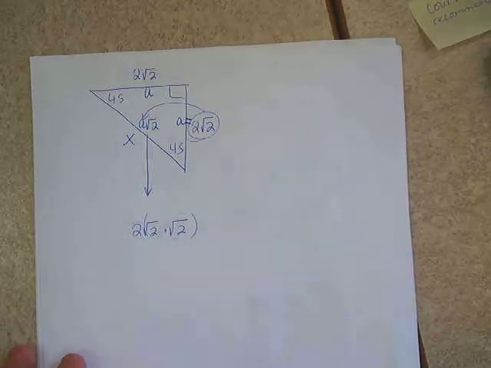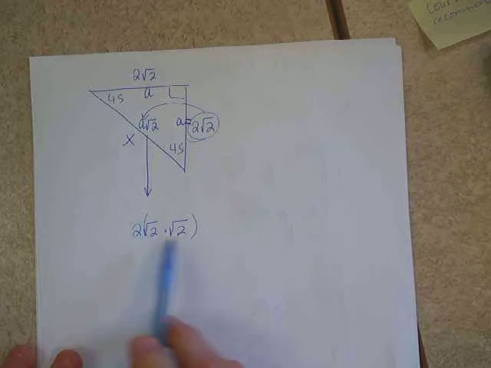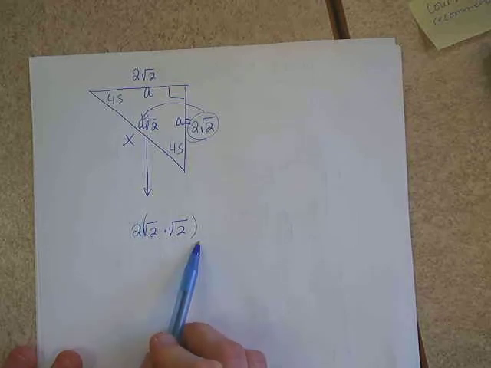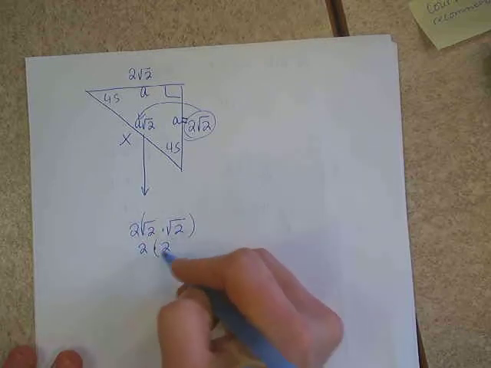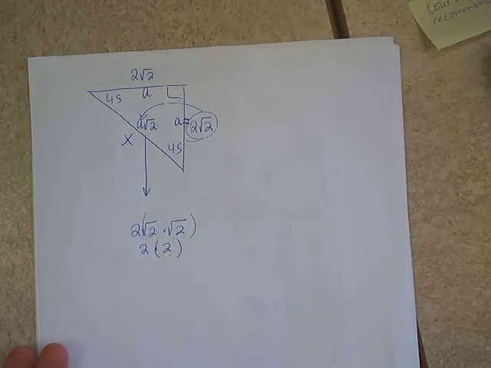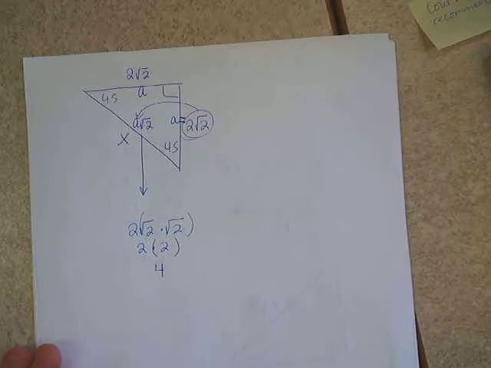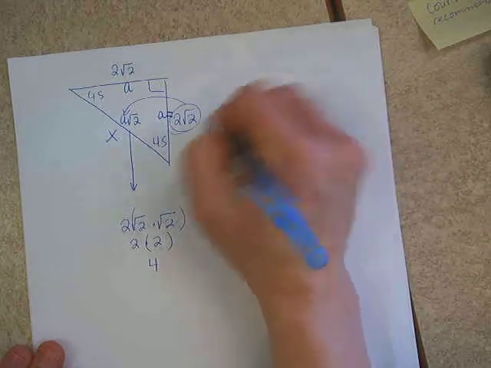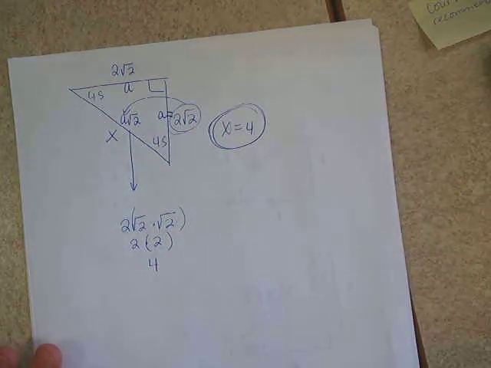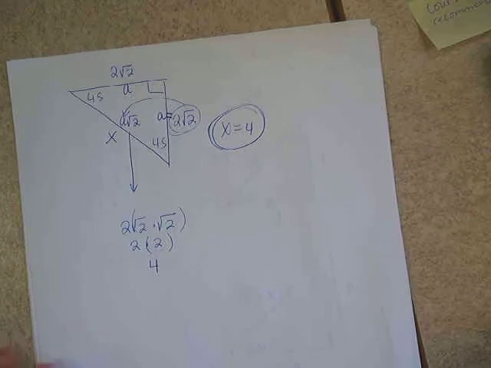And if you remember back to algebra, you want to keep things in simplest form as long as you can. So you're going to multiply the 2 radicals. Radical 2 by itself is just 2. So this would be 2 times 2. Okay, that's what we got from the 2 radicals, which would be 4. Okay, so x would have to be 4 in this case.